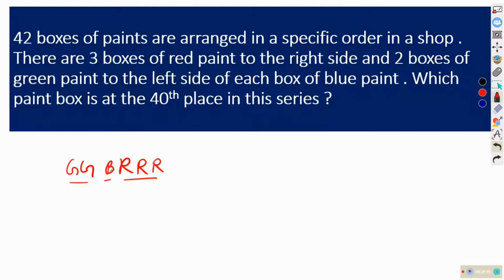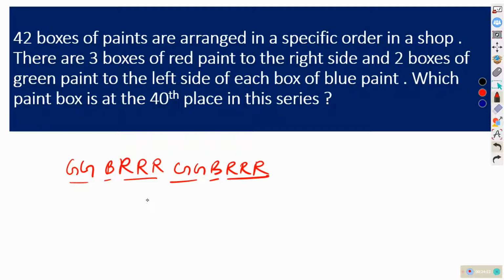2 boxes of green, the left side of each box of blue paint. Which paint box is at the 40th position? So this will be repeated again. Again, it will be G, G, B, R, R, R. 3 to the right, 2 to the left, middle one blue.